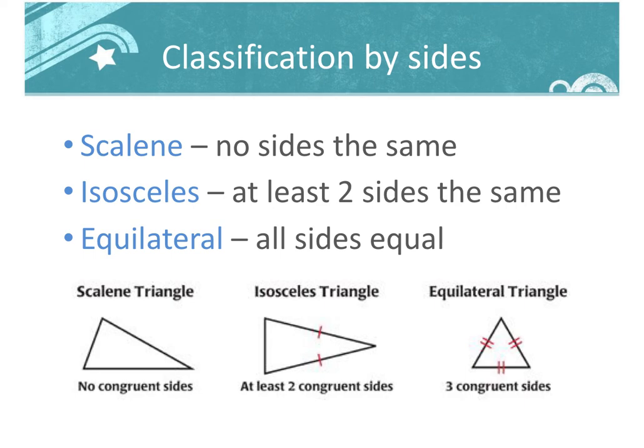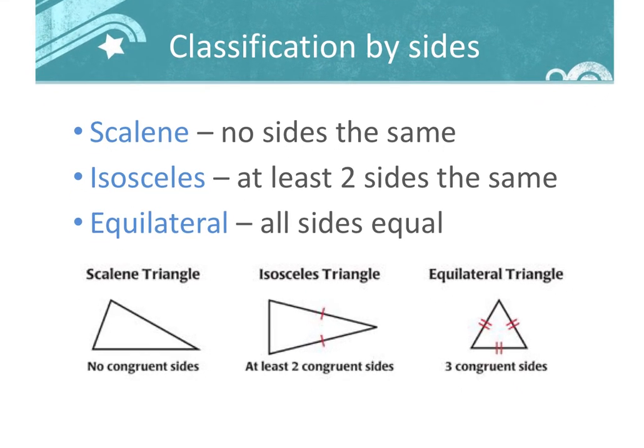Okay, now there are different classifications of these triangles based on their sides. You can also classify them by their angles. Classifying them by their sides, if none of the sides are the same length, we call it scalene. If at least 2 of the sides are the same length, we call it isosceles. And if all sides are the same length, we call it equilateral, okay? So for scalene, there are no congruent sides, so they're all different lengths. For isosceles, 2 of the sides are the same. And for equilateral, all 3 are the same length.